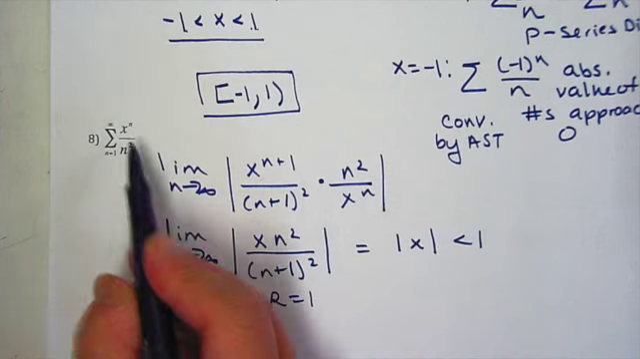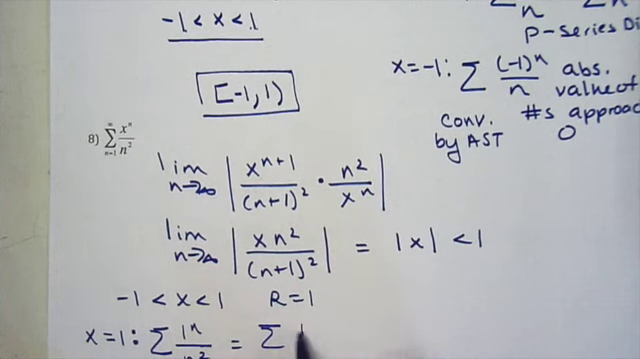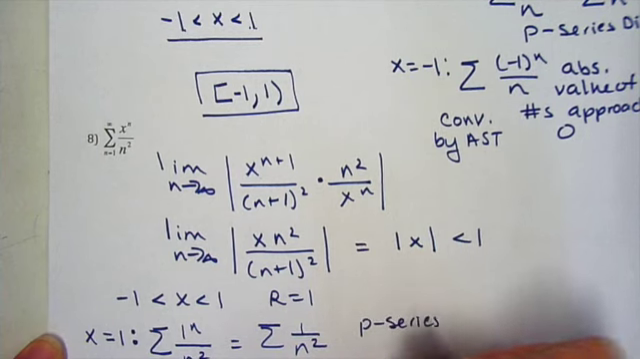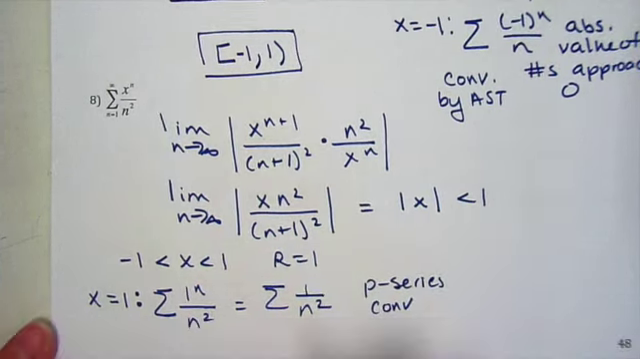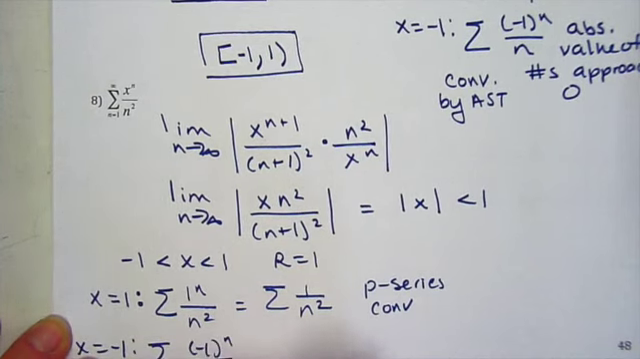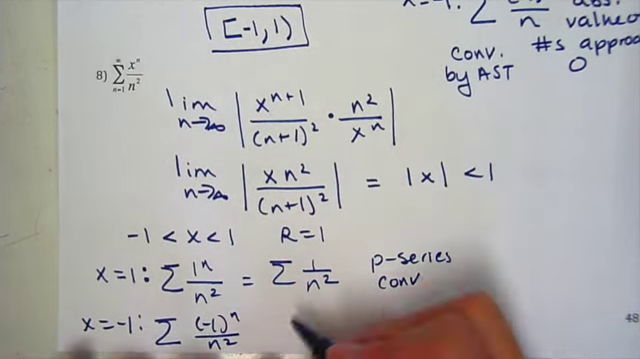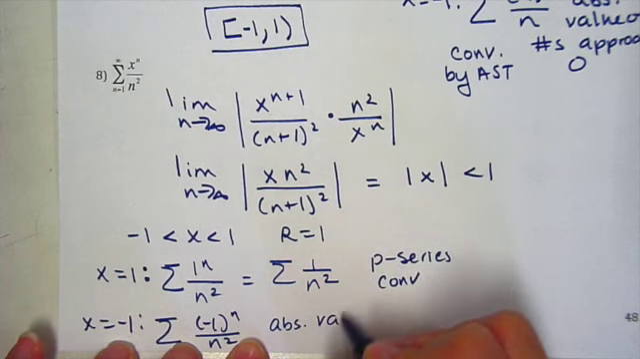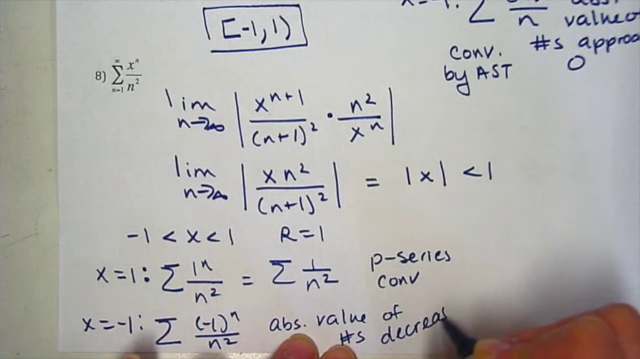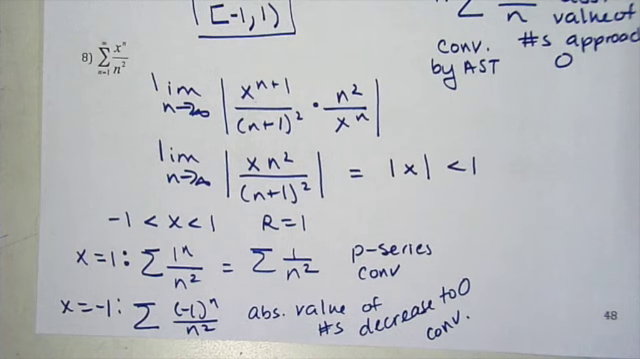If I plug in 1 into the original, again, 1 to the n is always going to be just 1, so this is what you have. This is a p-series that converges. Now let's try -1. If I plug in -1 for x, we're going to have to use the alternating series test here, and again, it's also true that the absolute value of the numbers decrease to 0, approach 0, get smaller to 0. So this also converges by the alternating series test.